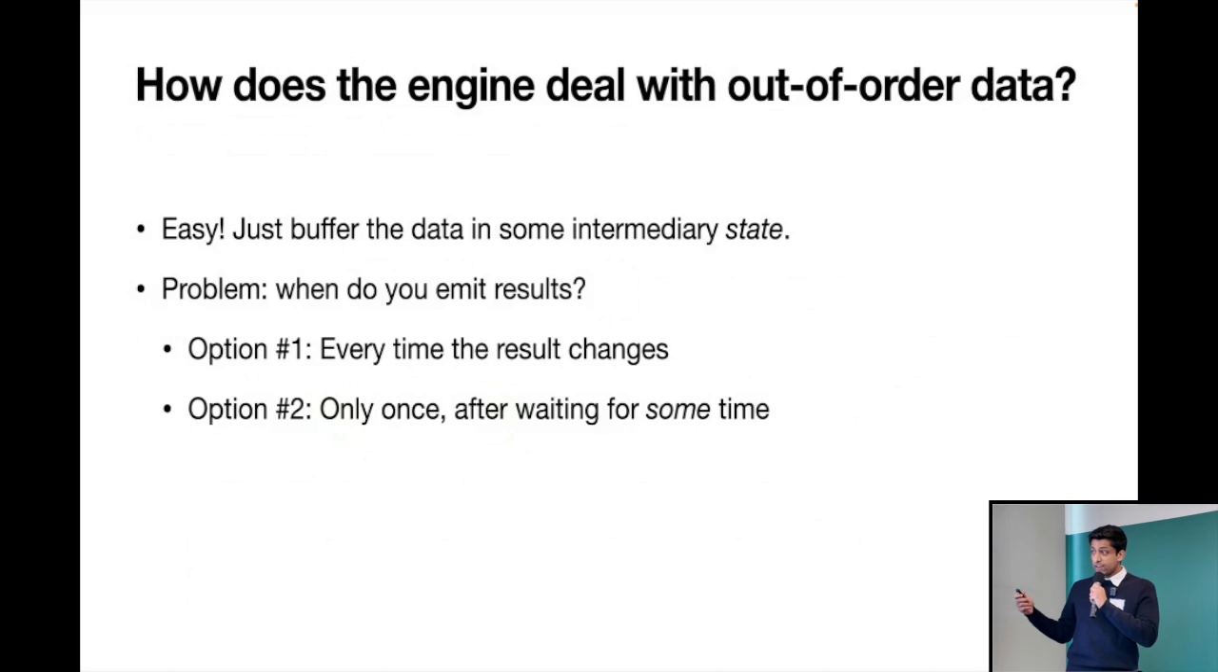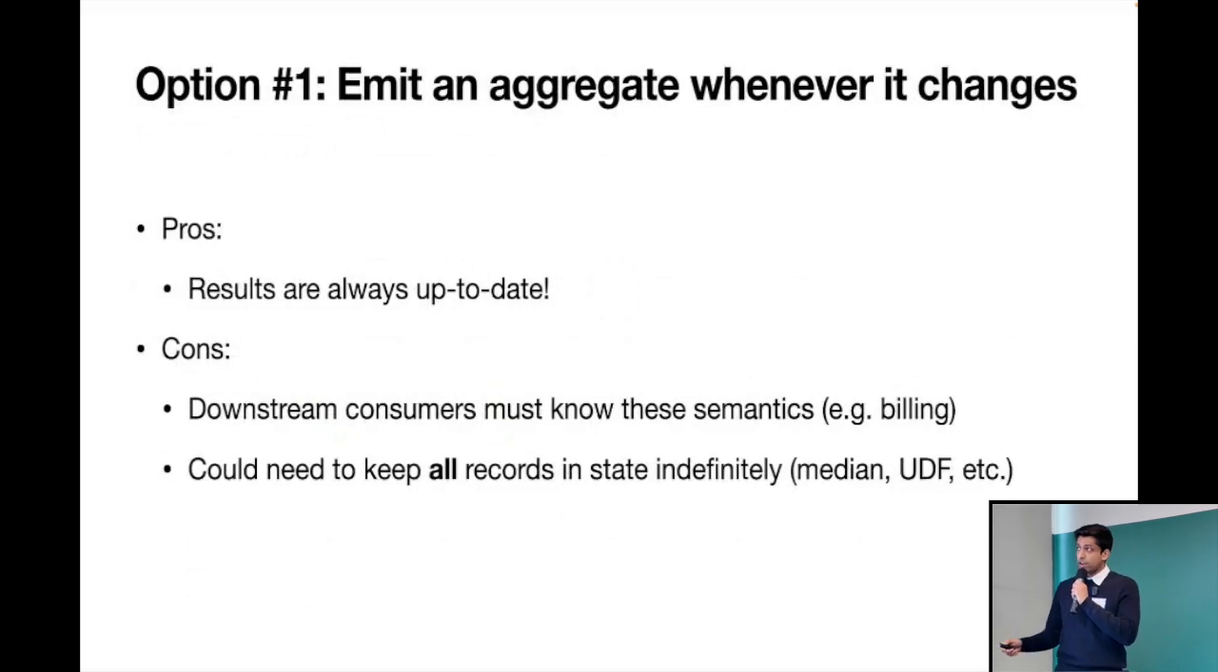Do we emit the result every time it changes? So we receive a new record, we recompute the aggregate, and we emit that downstream. Or do we emit the aggregates only once after waiting for a fixed amount of time? Let's consider both. Option 1, you can emit an aggregate whenever it changes, which means that results are always up to date. If you get some new data, you're going to recompute the aggregate and emit that downstream.